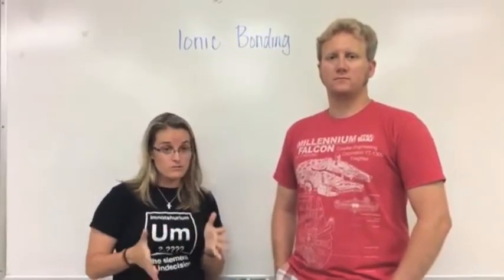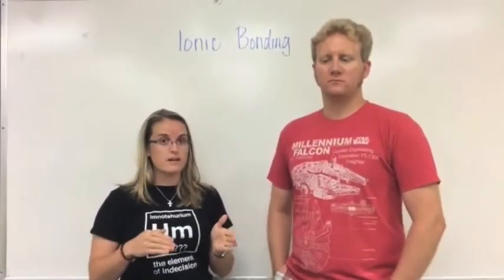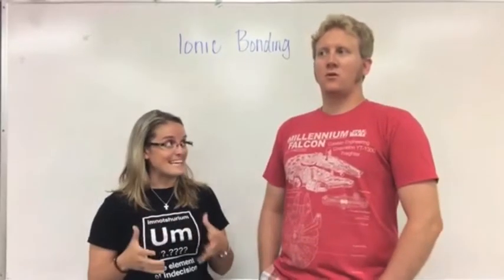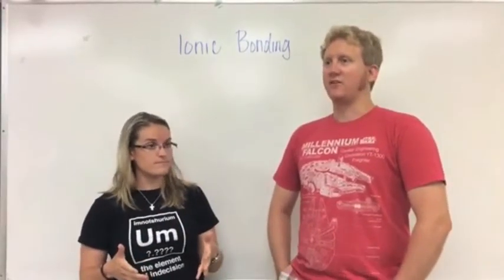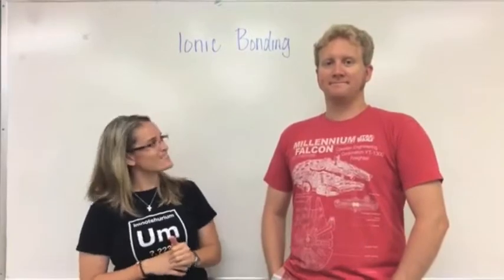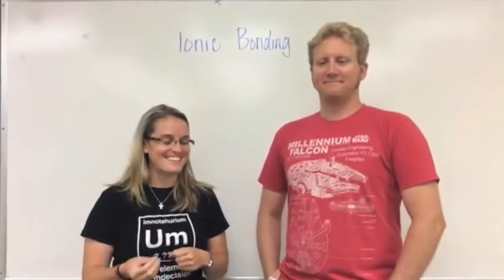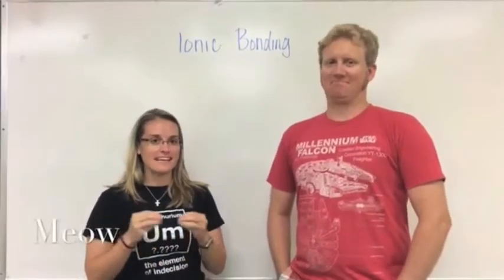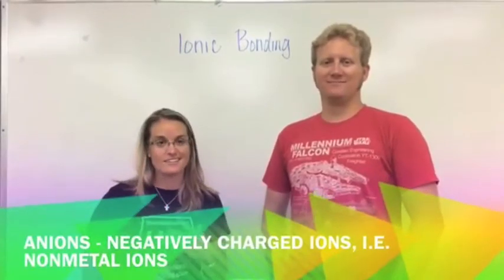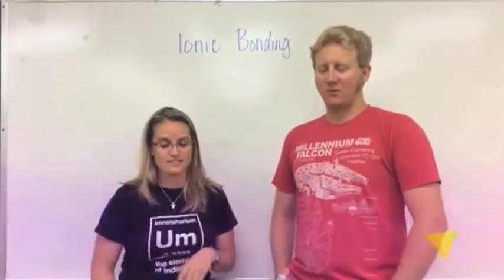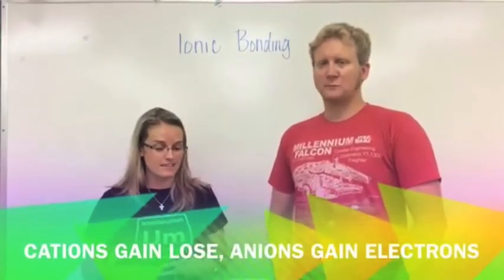Now, metals lose the electrons, they form cations. Non-metals gain electrons. All right, and they form anions. It's an anion. Okay, so cations are positive, anions are negatively charged ions. Anions gain electrons, cations lose them.